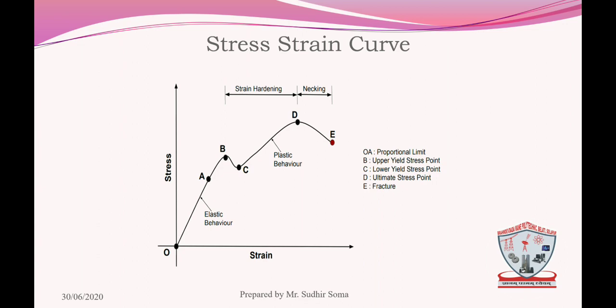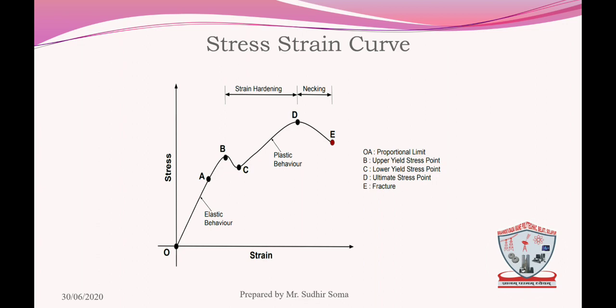So you see the stress strain curve. The line OA represents the proportionality limit, then the upper yield stress point, lower yield stress point, and ultimate stress point. E is the fracture point, that is the breaking stress. So we will see them one by one. What is meant by proportional limit?